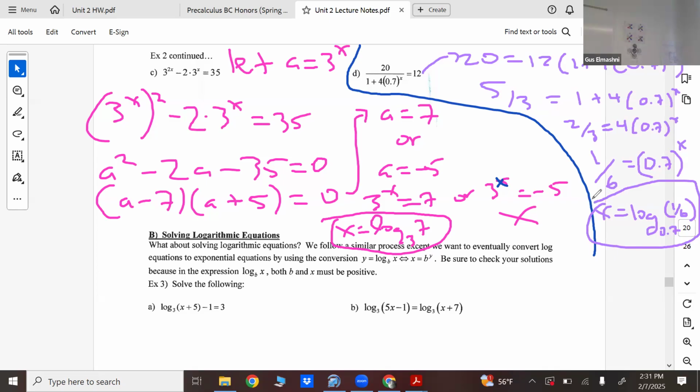5/3, subtract 1, 2/3. And then at that, divide by 4 is 1/6. And then do log base 0.7 of 1/6. Is that okay? Yeah. So it's going to turn into writing a fraction. Okay, so that's an exact answer. All right, let's keep moving.